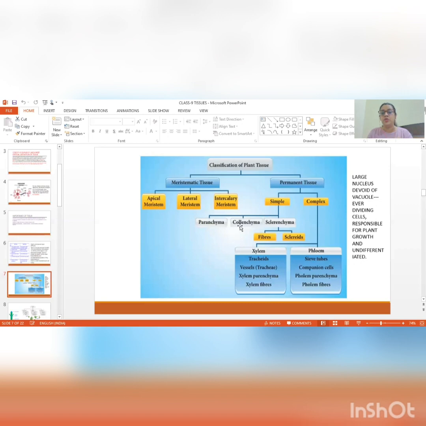Simple permanent tissues are further divided into three types: parenchyma, collenchyma, and sclerenchyma, whereas complex tissues are of two types, xylem and phloem, and their types of cells you can see in the slide. Xylem is formed of tracheids, vessels, xylem parenchyma, and xylem fiber, and phloem is formed of sieve tubes, companion cells, phloem parenchyma, and phloem fibers.